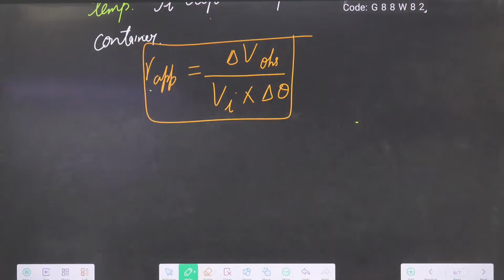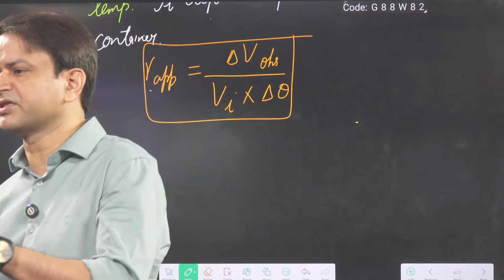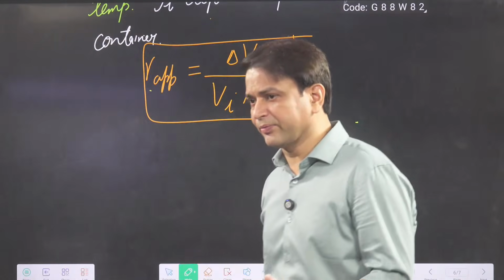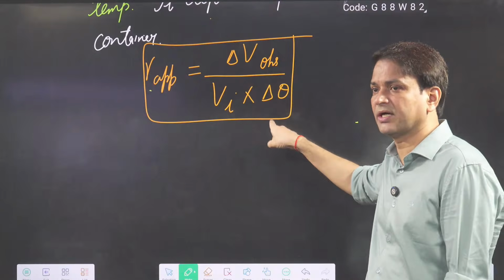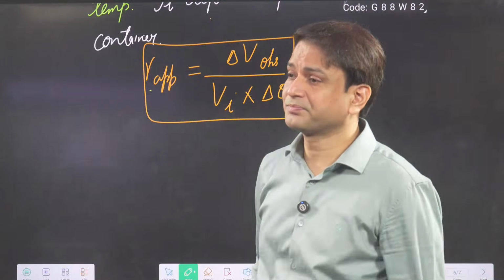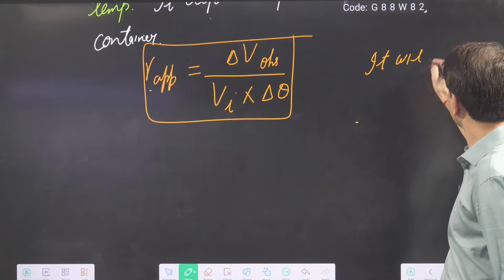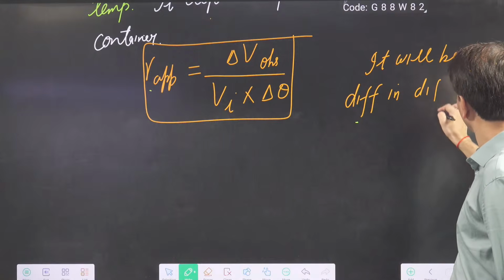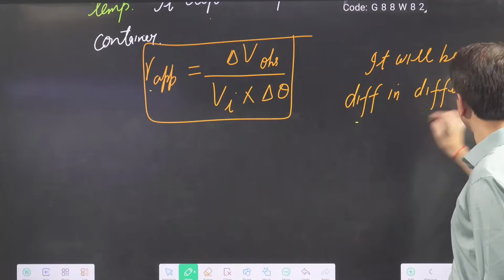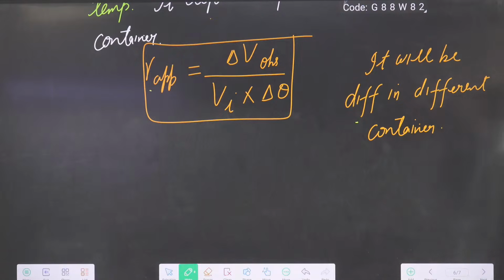Okay, what is the gamma apparent formula? Gamma apparent, we can say, is delta V observed upon V initial into delta theta. Like the gamma formula is delta V by V initial into delta theta. Now for apparent, if I am defining it, which delta V will I take? Observed delta V upon V initial into delta theta. Everybody got it? And it will be different in different containers. Everybody got up to this?